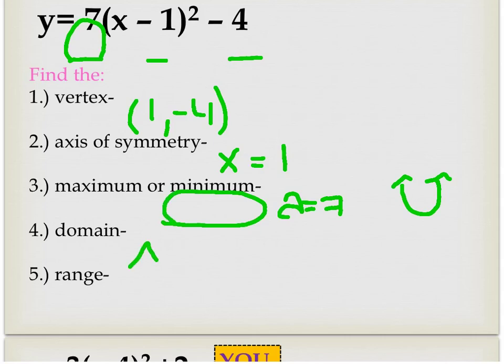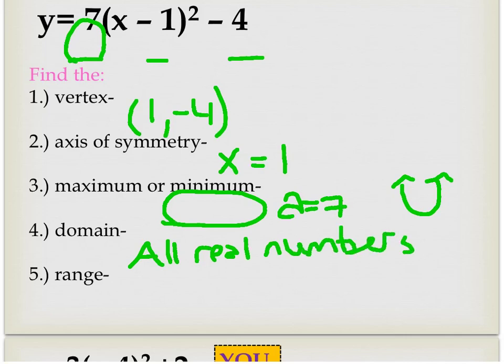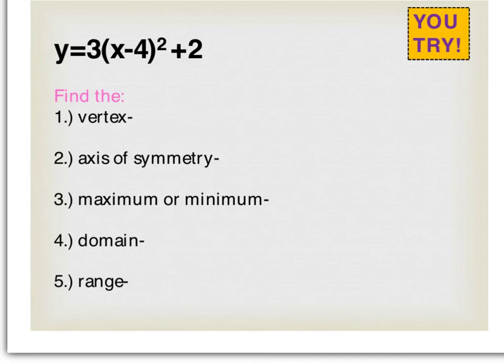My domain is always all real numbers. And then my range depends on the y coordinate of my vertex. In this case, my y coordinate is negative 4, but I'm opening upward, so y is greater than or equal to negative 4. Alright guys, now give this one a try.